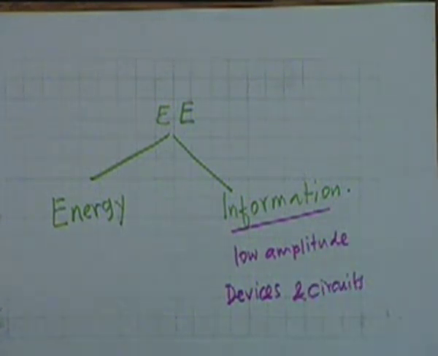Broadly, a device is a building block for a circuit. For example, a transistor is a device, a resistor is a device, an inductor is a device, a capacitor is a device, a diode is a device, and there are many other examples. An integrated circuit, a chip, is a device, and so on and so forth.